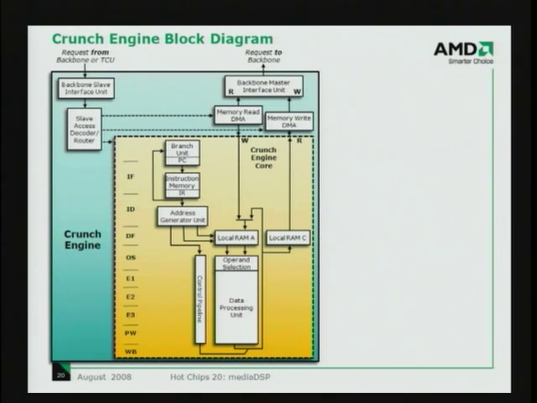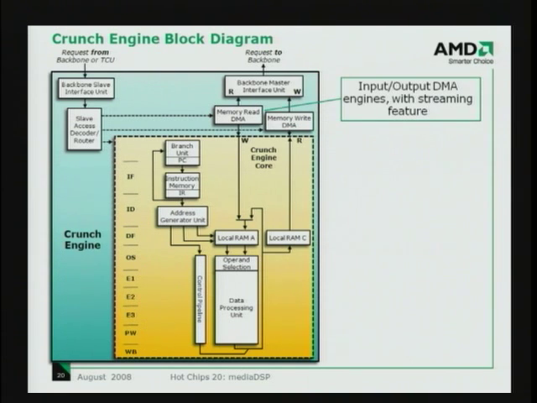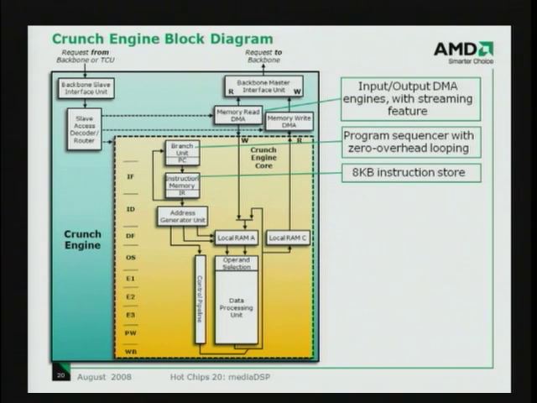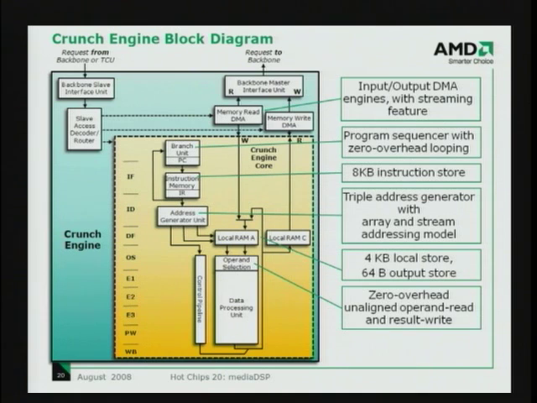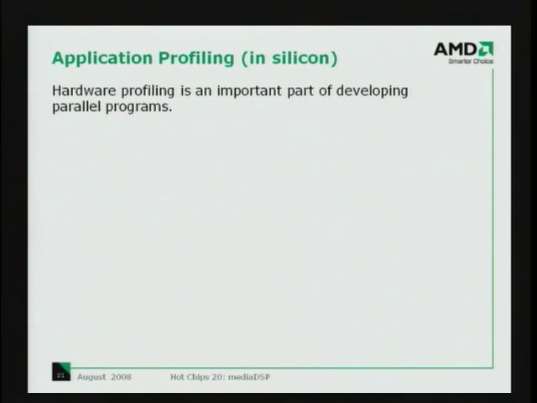So a quick run through the block diagram of the Crunch engine. You see at the top we have a couple of DMA engines that have a streaming feature that works in concert with the processor core. At the top of the processing core pipeline, there's a program sequencer. The 8K byte instruction store holds 2K instructions. We have a three-way address generator that has an array addressing model and streaming addressing model, which is helpful for video operations. 4 kilobyte local store, 64 byte output store, and then the alignment logic for reading and writing results, and then finally the 128-bit processing pipeline.